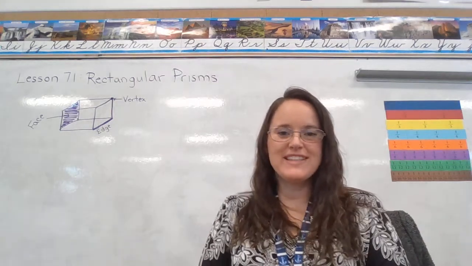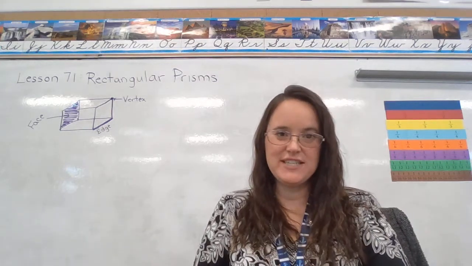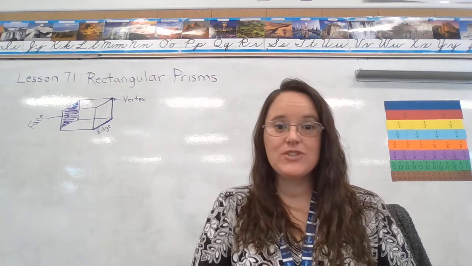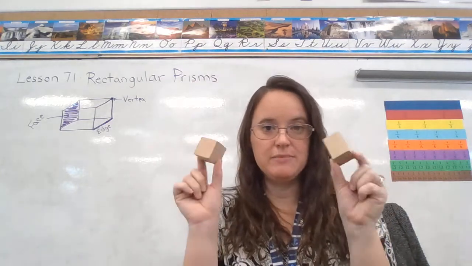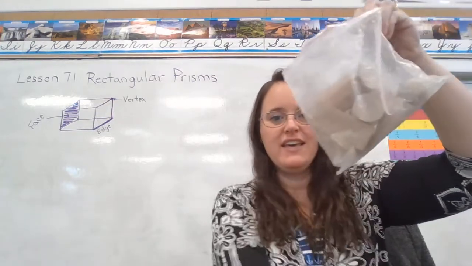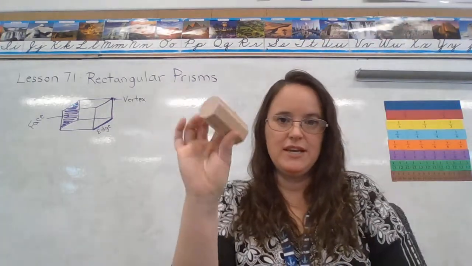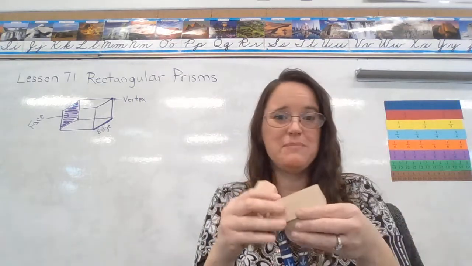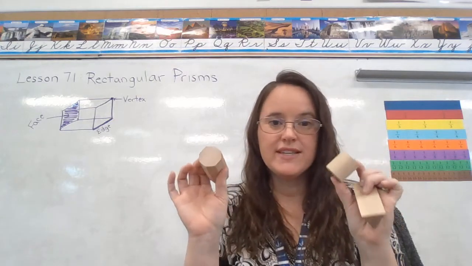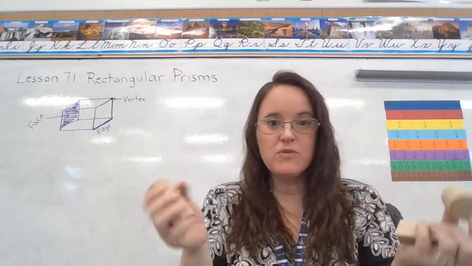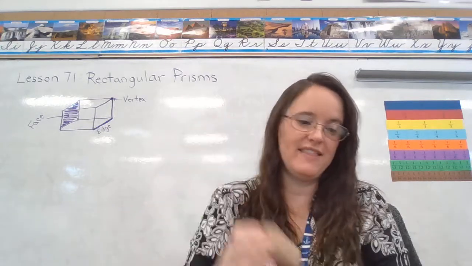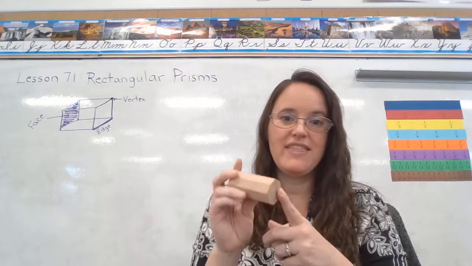Hi class, today we are on Saxon Book 3, Lesson 71, and today we are going to talk about rectangular prisms. So, some of you probably have some blocks at home. I have a bag of different shaped blocks. We don't call them blocks anymore. In third grade math, we call these geometric solids. So geometric is our word for different shapes, and these are three-dimensional, meaning they have length and width and height.